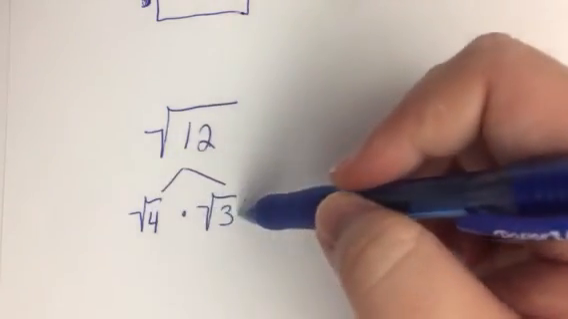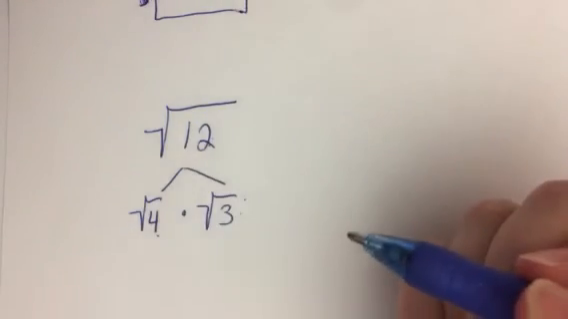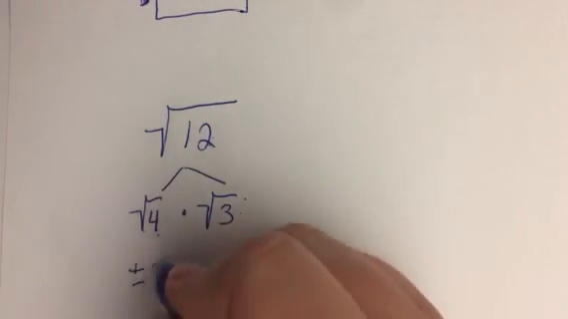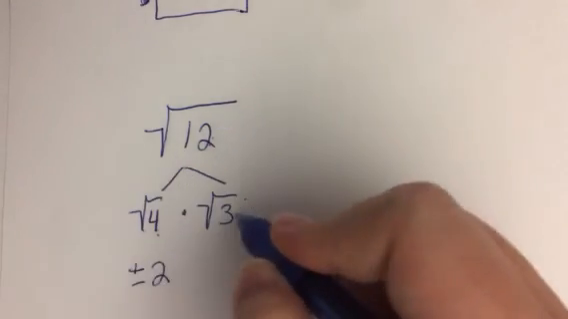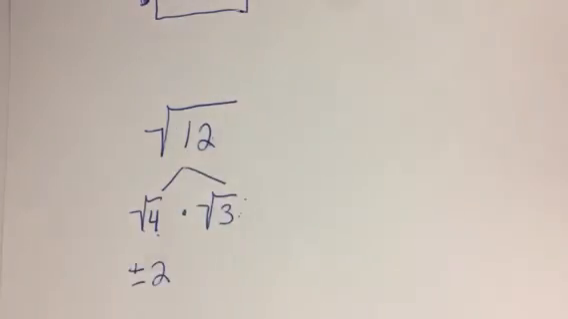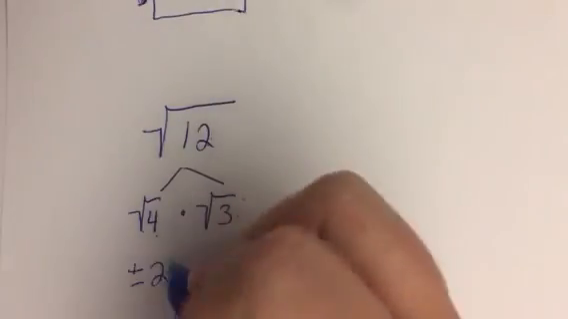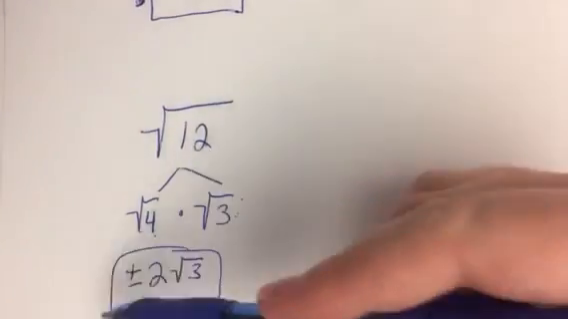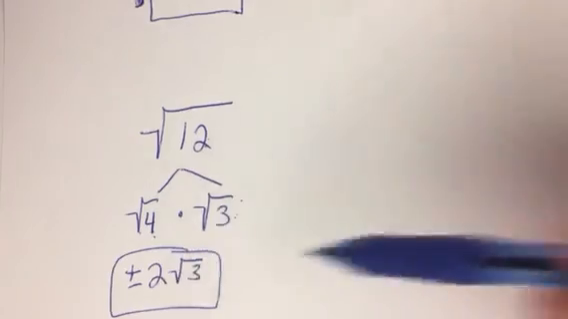So the square root of 4 times the square root of 3 is going to give me the square root of 12. And now 4 is a perfect square. The square root of 4 is going to be plus or minus 2 times the square root of 3. Well, 3 is a prime number, so it doesn't factor out any further. This is the simplified version of the square root of 12: plus or minus 2 times the square root of 3.